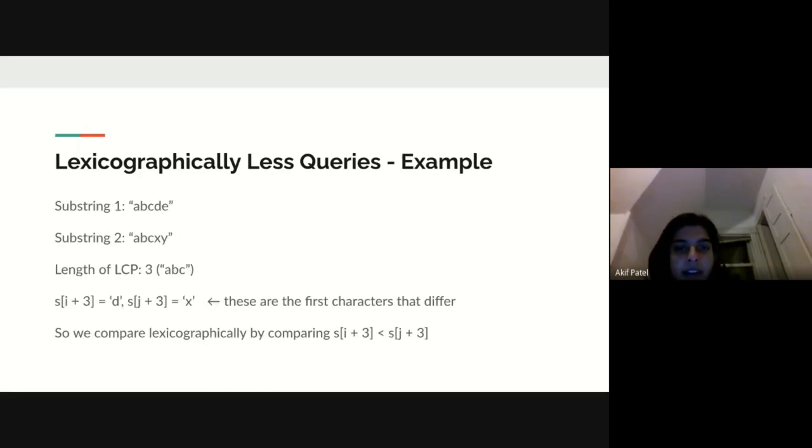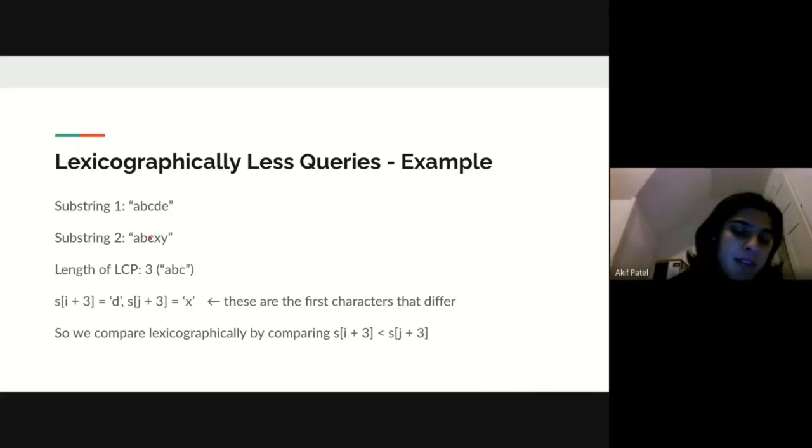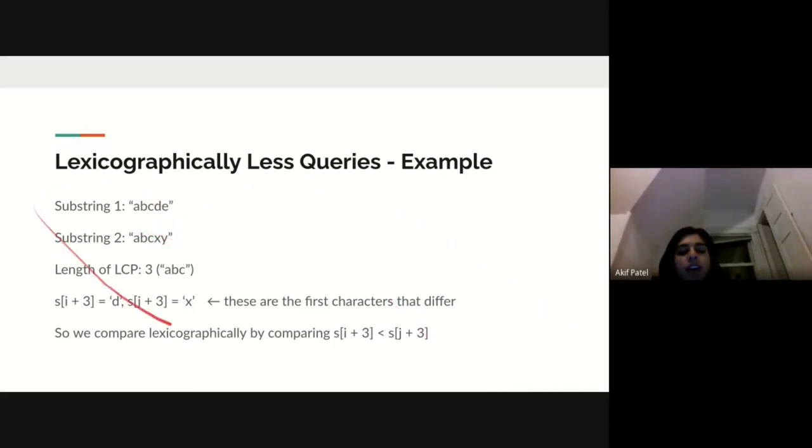So let's look at the implementation. I guess example first, sorry. So we have these two substrings. We look at their LCP, which is 3, ABC. And then they differ at position 3, 0, 1, 2, 3. This is where they first differ. And so we just see which character is smaller at that point, and that's the smaller substring. D less than X.